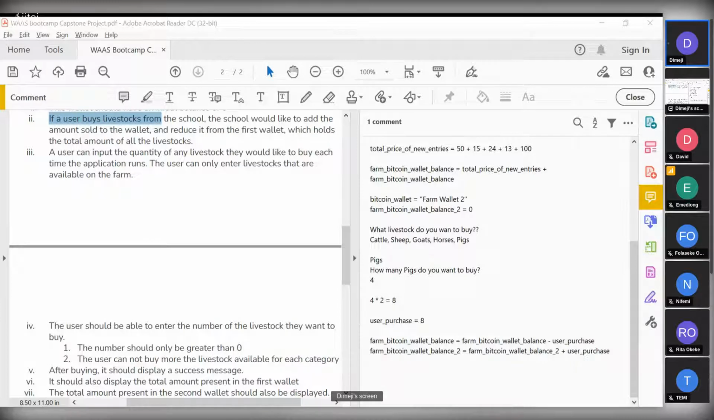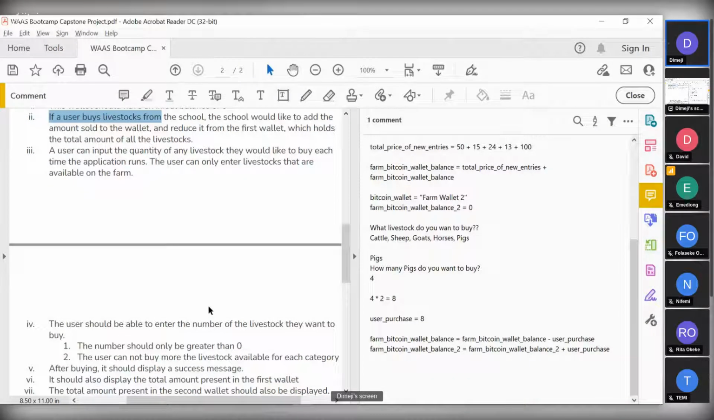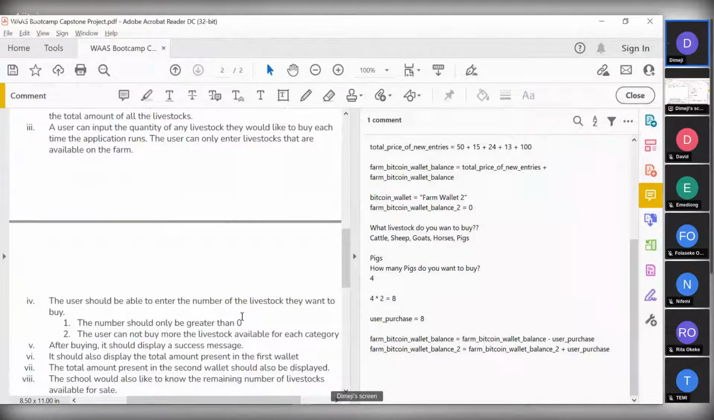Thank you. Now, there are two constraints to this. The first is the number should only be greater than zero. That's if I enter that I want to buy minus 4 pigs. Is that possible? No.